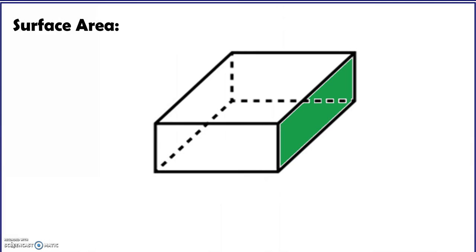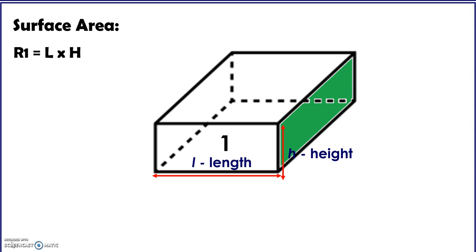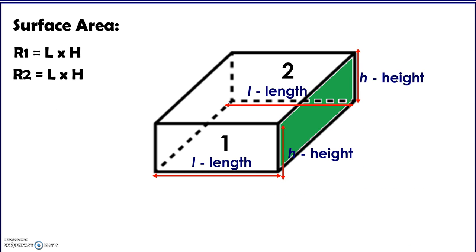Now, we need to understand how a surface area is computed. Remember, surface area refers to the total area of a three-dimensional object. In the case of a cuboid having 6 faces, it refers to the total area of all 6 rectangles added together. Now, let us look at each rectangle closely. The area of the rectangle we see in the front will be length times height. And the area of the rectangle at the back will also be length multiplied by height. So the sum of these two will be length times height plus length times height.